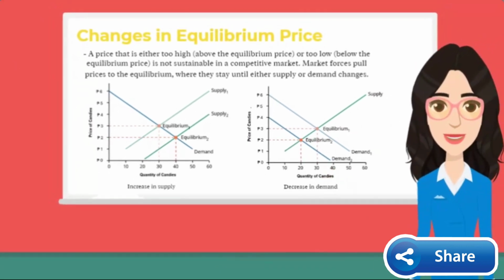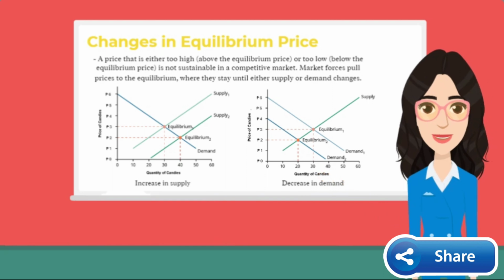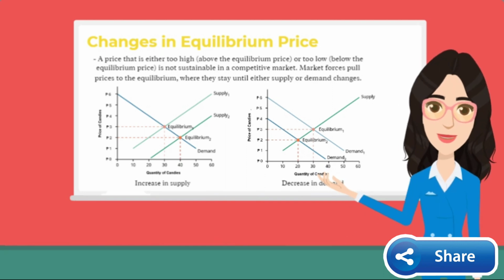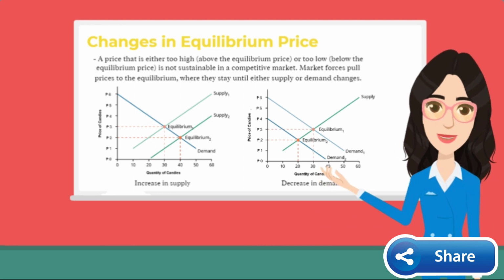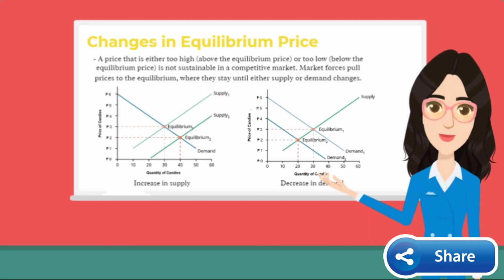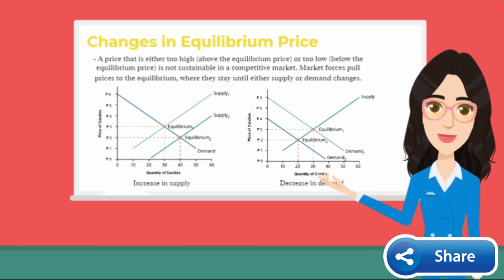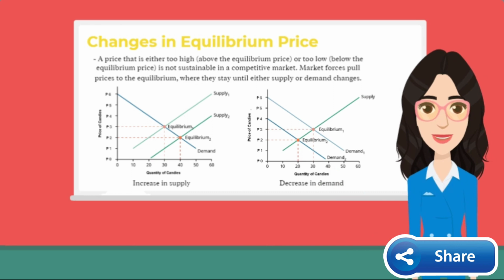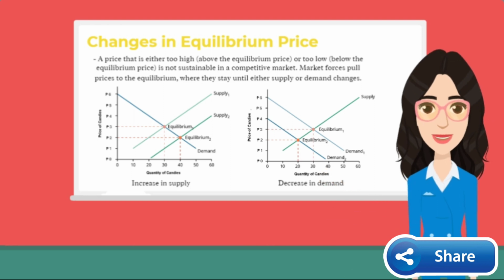Changes in equilibrium price. A price that is either too high above the equilibrium price or too low below the equilibrium price is not sustainable in a competitive market. Market forces pull prices to the equilibrium, where they stay until either supply or demand changes. Based on the left graph, if supply increases and the curve moves to the right, then the equilibrium price will fall. In supply 1, which is the original supply curve, the equilibrium price was 3 pesos. At that price, quantity demanded and quantity supplied were both 30.